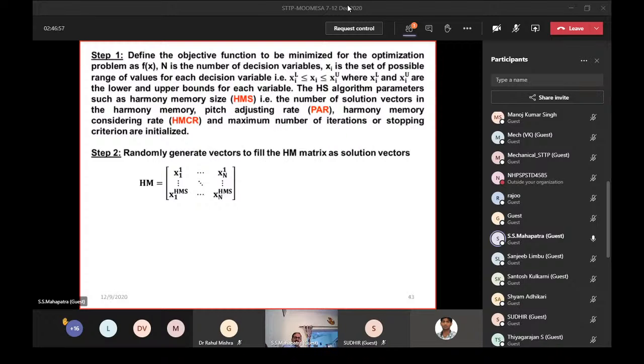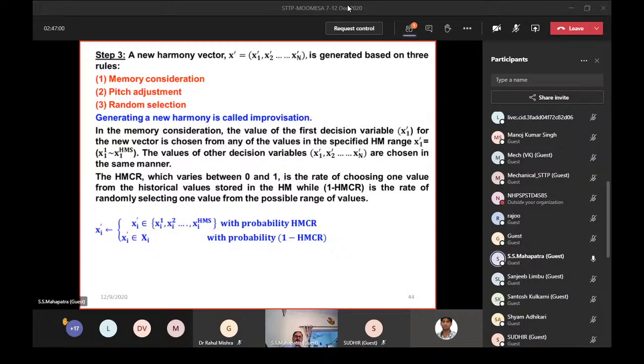New harmony will be x prime equal to x1 prime, x2 prime up to xn prime, generated based on 3 rules, that is the harmony consideration, or pitch adjustment, or random selection. Harmony consideration is also known as improvisation, where we will generate a new music based on the old memory. So x1 prime, that is the new value, will be from that old value, right? Anyone from that old value.